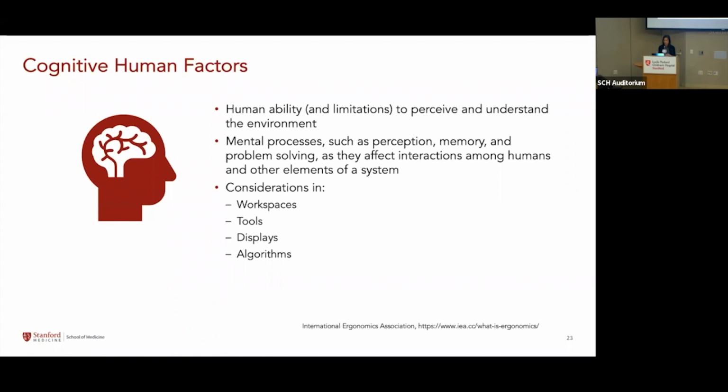And so cognitive human factors come into play when we think about how to design workspaces, how to make tools work more effectively for us, looking at displays, data displays, as if we think about a patient monitor at a bedside, and also things like care protocols and algorithms that people might have to memorize and work within.